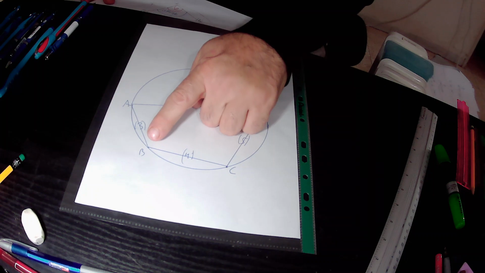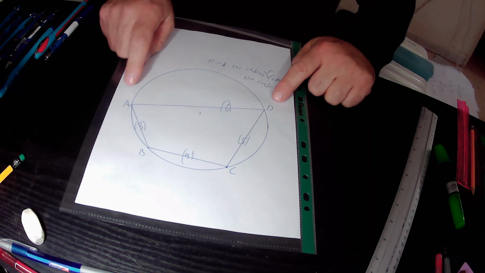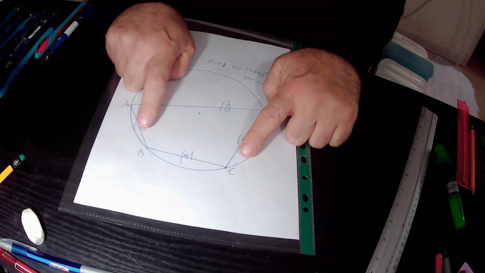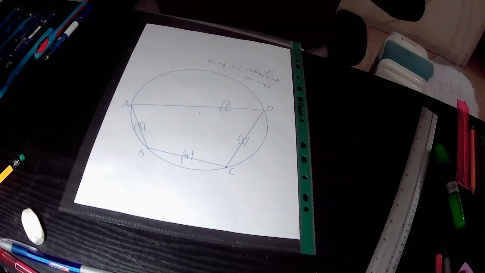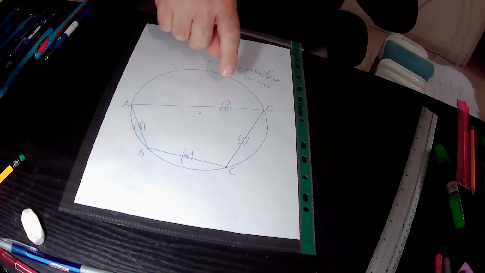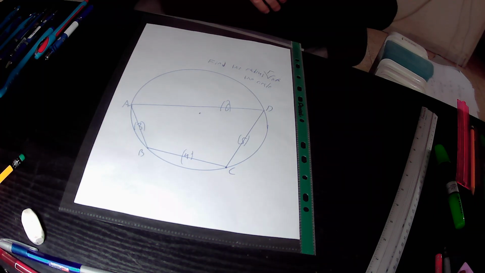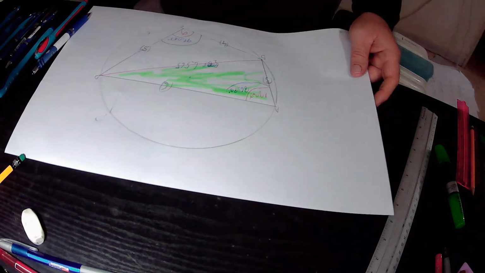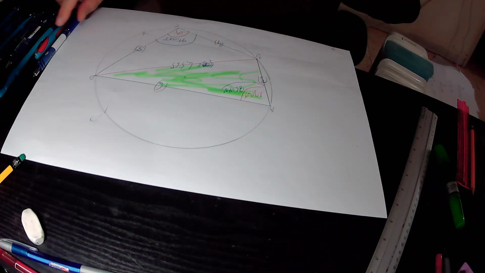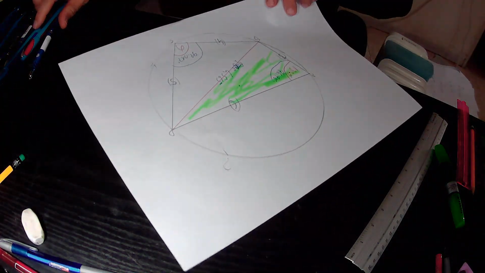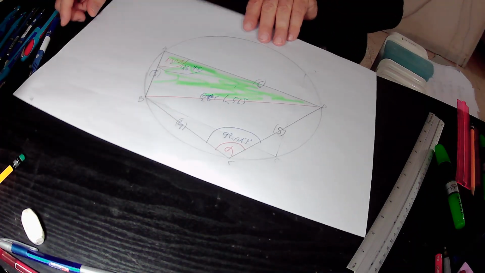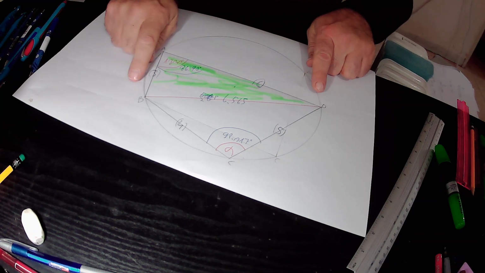Side AB equals 4 units, side AD equals 6 units, side DC equals 5 units, and finally side BC equals 4 units. And our task is to find out the area of this circle that encloses quadrilateral ABCD. So first of all, we join points B and D together by a straight line.